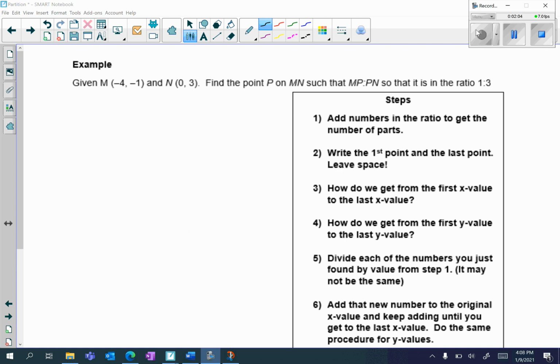So here we have our first example. Given M (-4, -1) and N (0, 3), find the point P on MN such that MP to PN is in the ratio of 1:3. So we have a list of steps here that we're going to follow in order to find that partition point P. So the first thing that we're going to do in step 1, add numbers in the ratio to get the number of parts. So my ratio is 1:3, so I'm going to add 1 plus 3, and that's going to give me 4 parts.